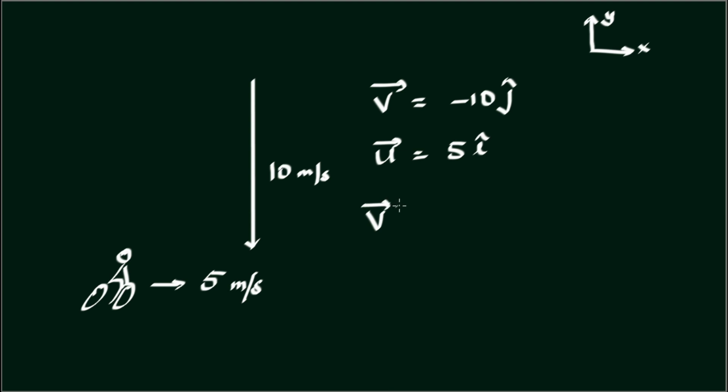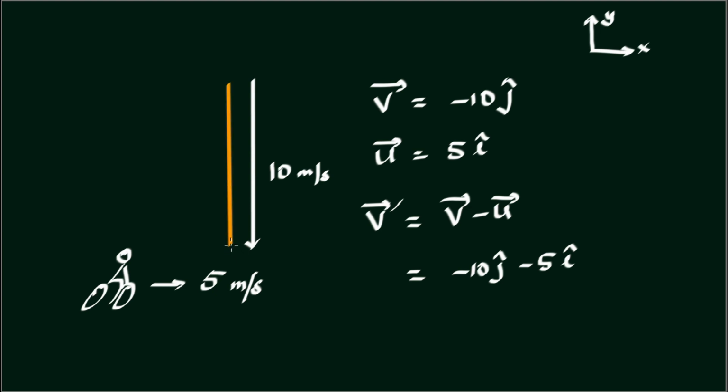According to our equation, the velocity of the rain as seen in the cyclist frame of reference is V minus U. So that is equal to minus 10 j cap minus 5 i cap. Let's draw that. I'm going to draw that in yellow color. So that's going to be minus 10 j cap. Let me draw that again. Minus 10 j cap, and to that we add a minus 5 i cap. So the rain will be coming down in this direction in the cyclist frame of reference.